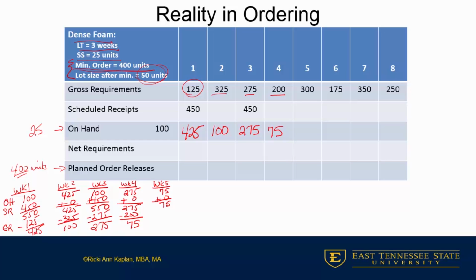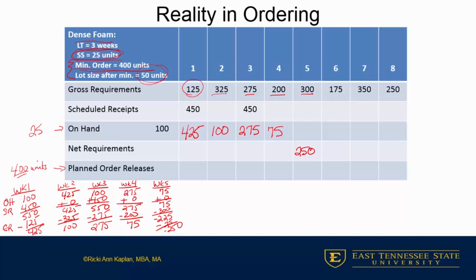We plan on using 300 units, which means we are 225 units short. But remember our safety stock, we need to take safety stock into consideration. So we're actually 250 units short. We have a need. A need is a net requirement of 250 units.